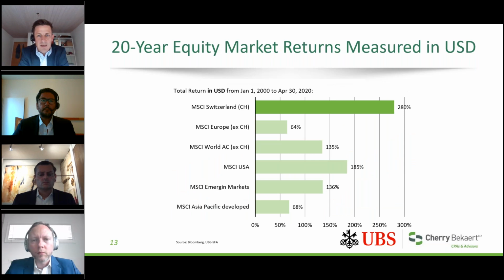On the next slide, it's then really about performance again of liquid markets, of main indices. Here it's important to understand these numbers are denominated in US dollar, meaning what did these markets do in the last 20 years compared to other markets, and Switzerland by far best performance. This is due to the underlying market, but also to quite some extent to the appreciating currency. So out of this 280, it's around 60%, 65% the currency appreciated against the US dollar.